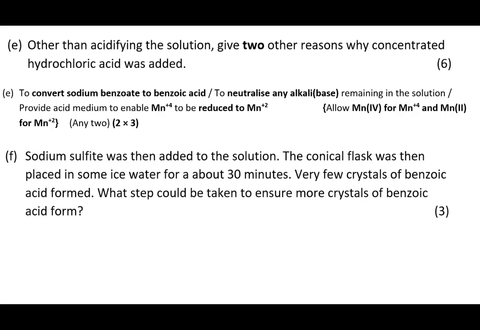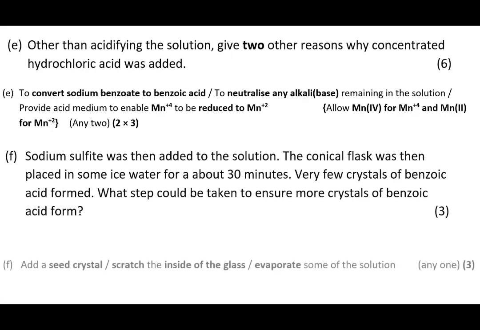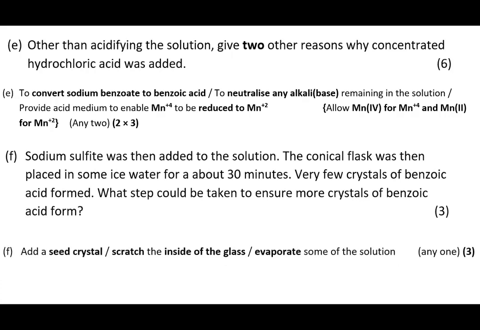Sodium sulfite was then added to the solution. The conical flask was then placed in some ice water for about 30 minutes. Very few crystals of benzoic acid formed. What step could be taken to ensure more crystals of benzoic acid form? So you add a seed crystal, you scratch the inside of the glass, or you evaporate some of the solution. Any one of those gets the 3 marks.